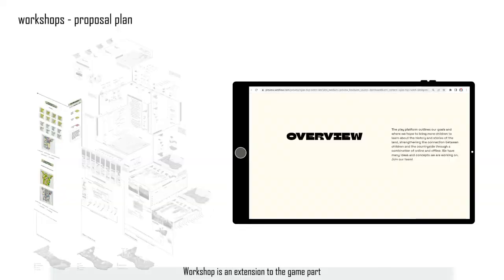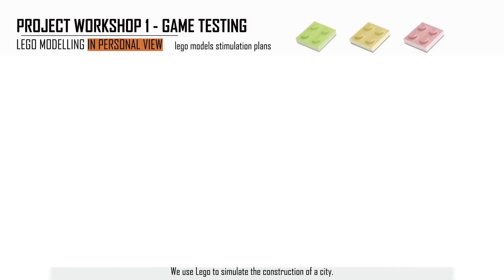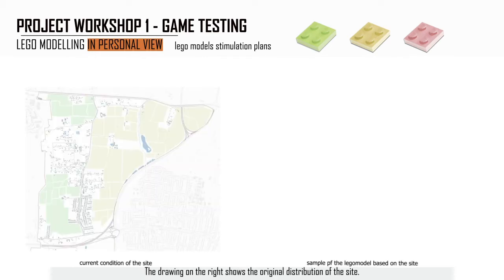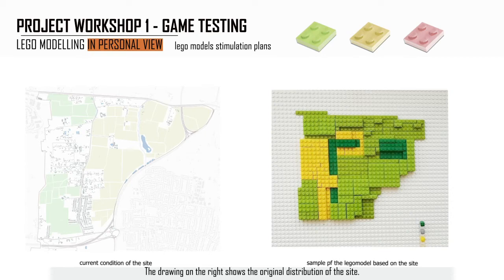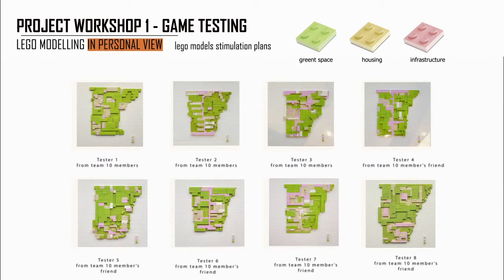Workshop is an extension to the game part that focuses on player analysis of the game, how to make plans based on local knowledge. We use Lego to simulate the construction of a city. The drawing on the right shows the original distribution of the site. In Workshop 1, a total of 8 volunteers tested and pieced a map model based on their own understanding.